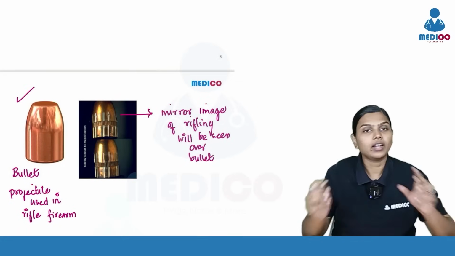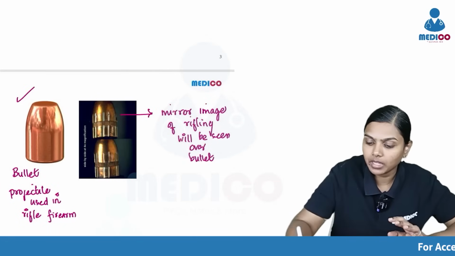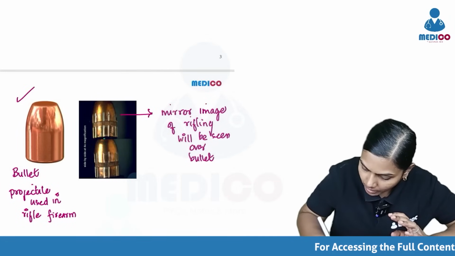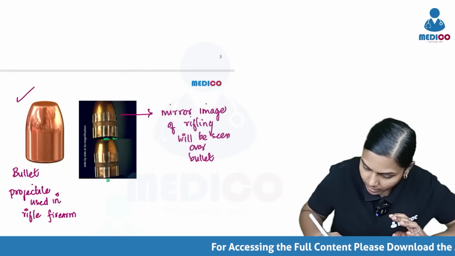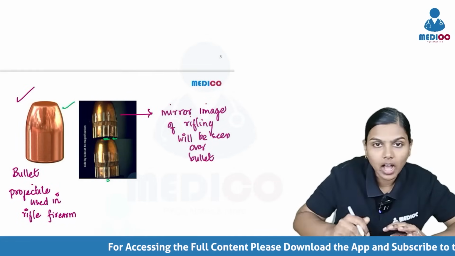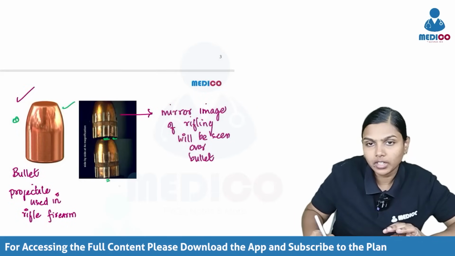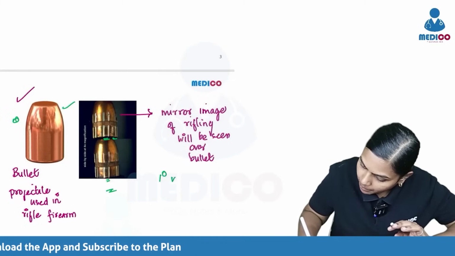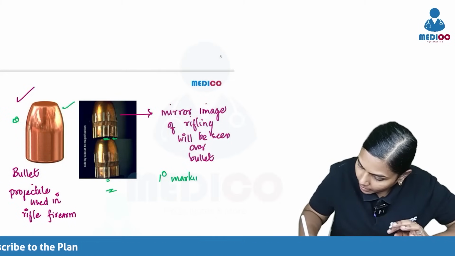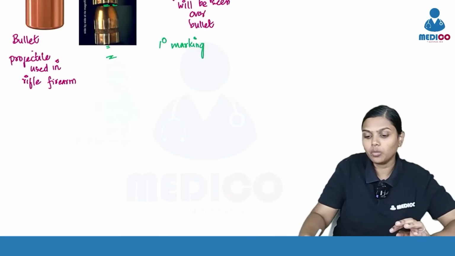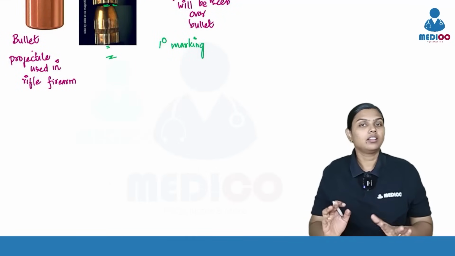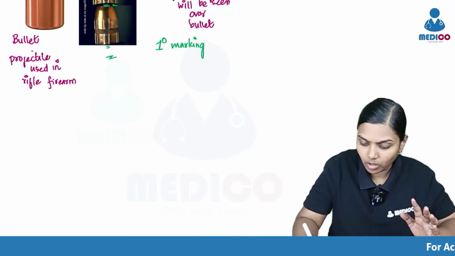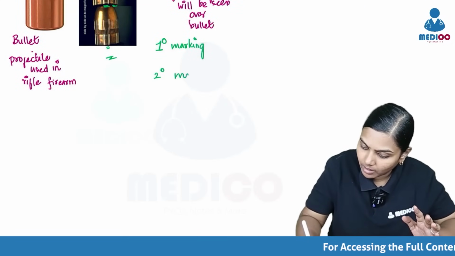Clear? That is known as primary marking. So see here, do you see the difference between these? This is an unfired bullet and this is a bullet that has been fired. So this is your primary marking. Now there is a different thing that we have to know, that is secondary marking.